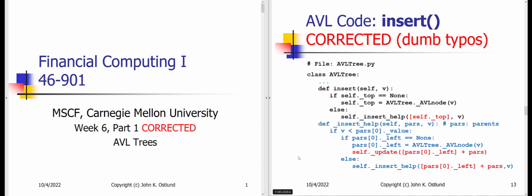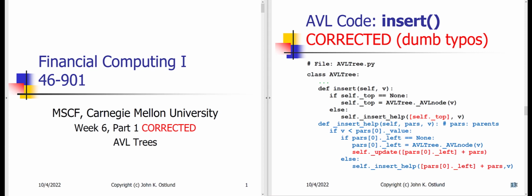Okay, welcome to week 6, part 2, continuing to look at AVL trees. I did make some silly syntactical errors in my code in part 1, and also some logic errors in the last couple of code examples. So I wanted to correct these errors.